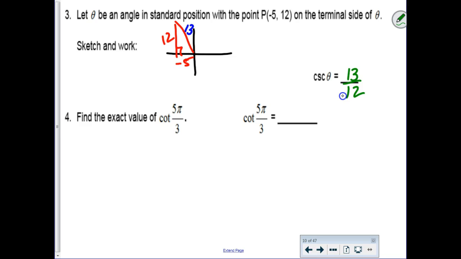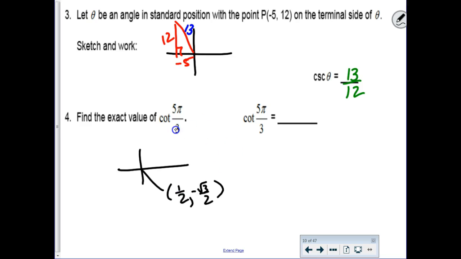This next one is a direct off of your unit circle question. So go look at 5 pi over 3 and tell me what ordered pair you're getting at 5 pi over 3. Is this the 1/2 comma negative square root of 3 over 2 ordered pair?